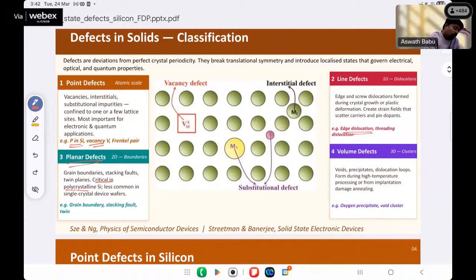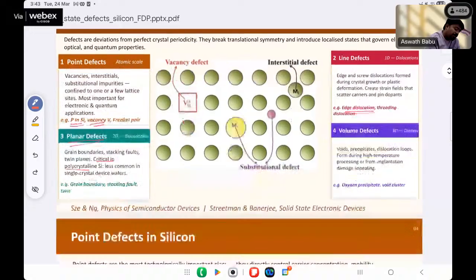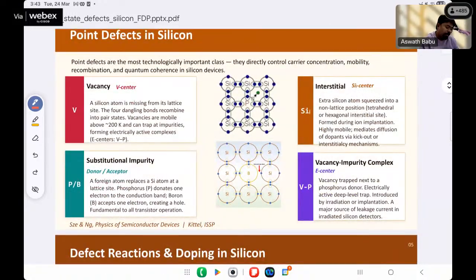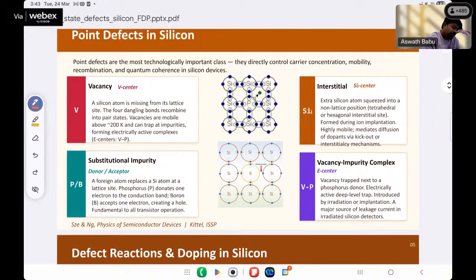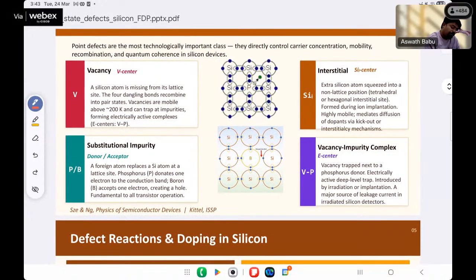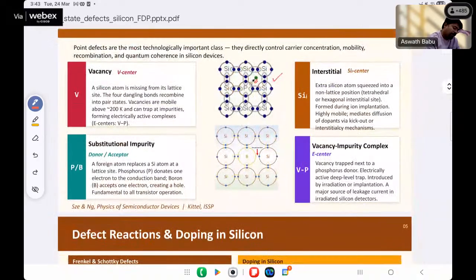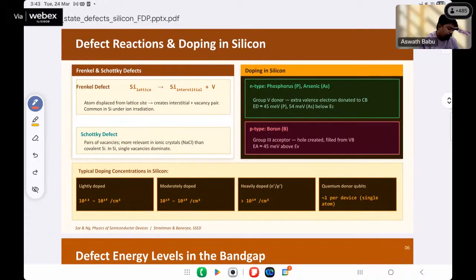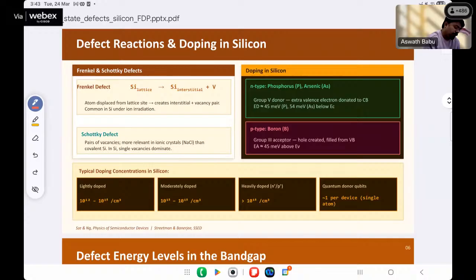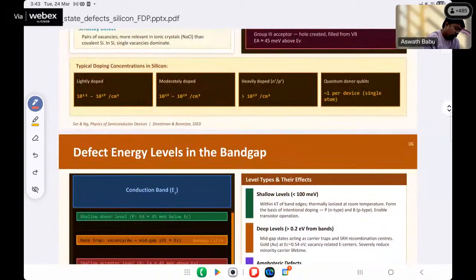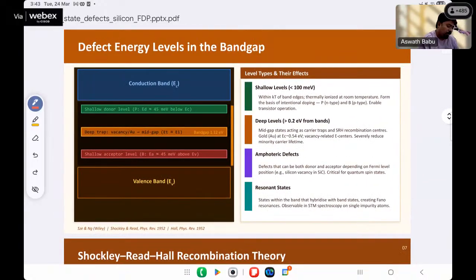What matters more for us is how we are going to utilize these defects in realizing qubits. This is described in terms of how phosphorus contributes. Being pentavalent, it contributes an extra electron, and boron by nature is trivalent, so it accepts an electron from somewhere around and in that way creates holes. So the physics details are explained here: defect reactions and doping in silicon. When it comes to us, what is the quantumness? Let's keep this point as well.